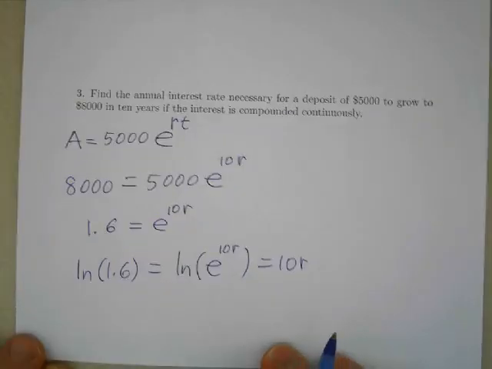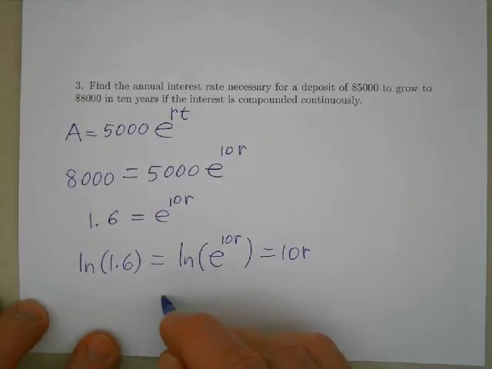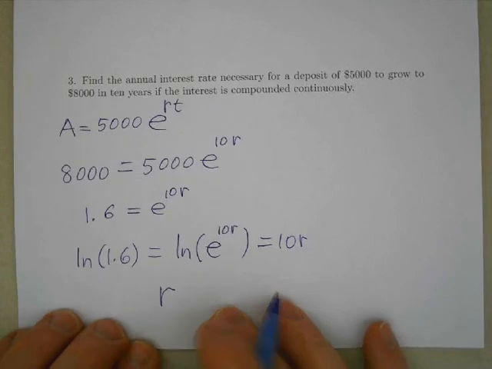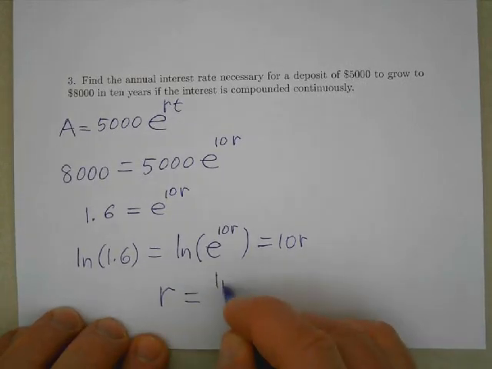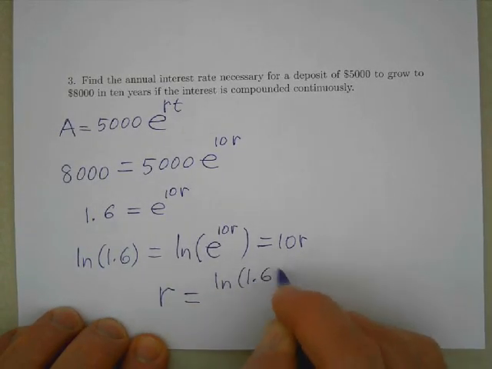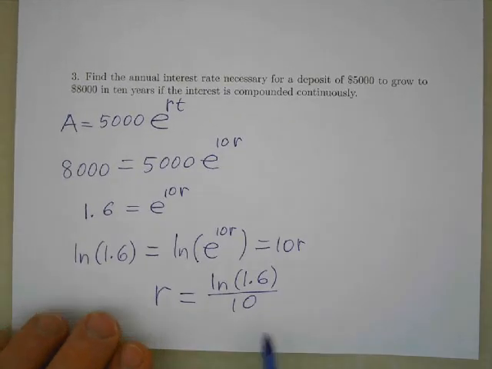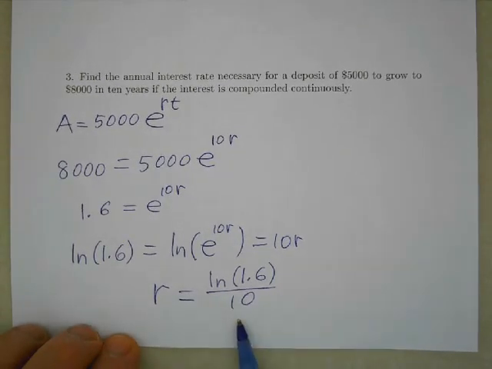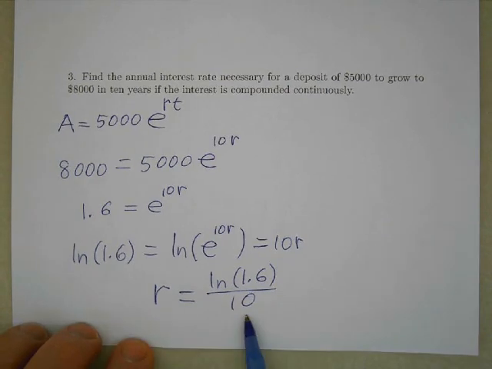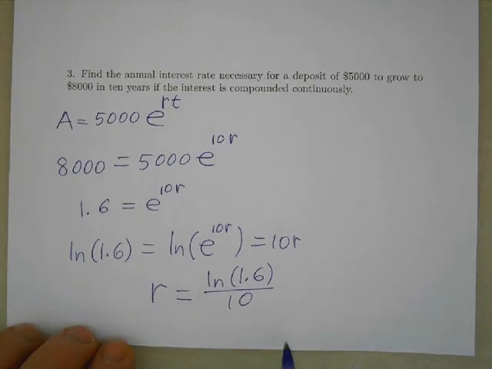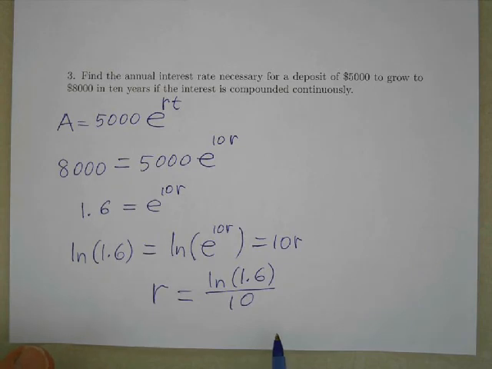And then if you divide both sides by 10, the annual interest rate is R equals the natural log of 1.6 divided by 10. And you can use a high-powered calculator and convert this to a decimal number. And then the percentage is what you get if you move the decimal 2 places to the right and put a percent symbol after the decimal number.